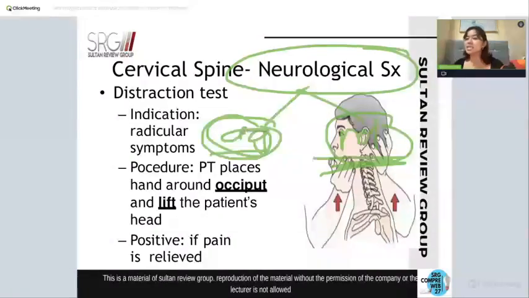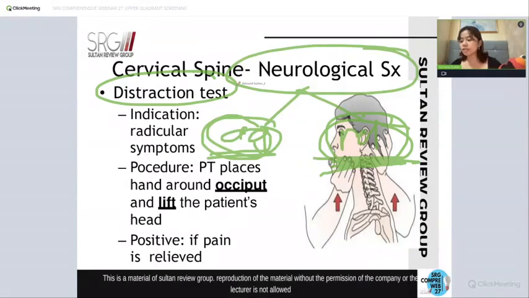The classic example is your distraction test. So the distraction test indication, again, is neurological symptoms, radicular symptoms. So how do you perform this one? You perform this by placing the PT's hands on the mandible, okay, and the occiput of the patient. Why the mandible and occiput?